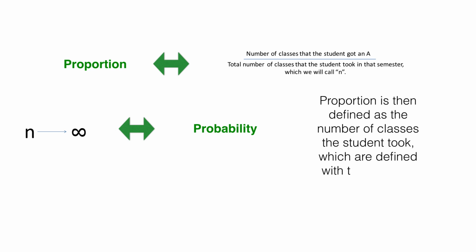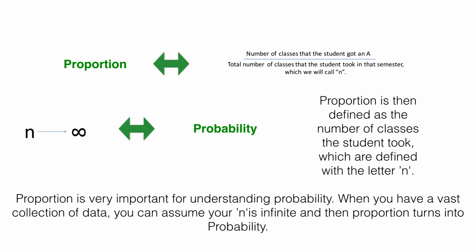Proportion is significant for understanding probability. When you have a vast collection of data, you can assume your N is infinite, and then proportion turns into probability.